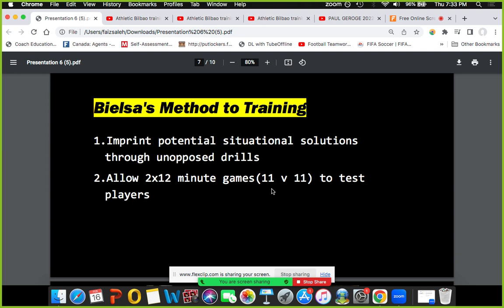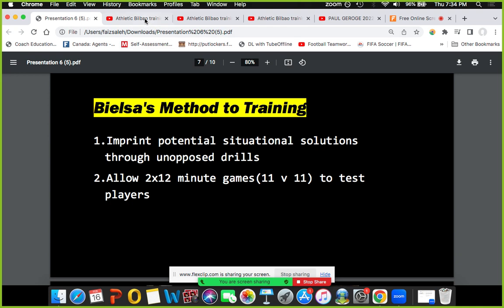And then, secondly, he tests the players' understanding of the drills and the psychological imprinting that was done in training by having two 12-minute 11v11 games played at a very high intensity. So 24 minutes in total of 11v11 games every session, or not every session, but most sessions, to be able to put that psychological imprinting into real time.